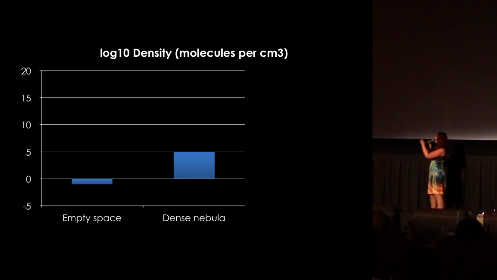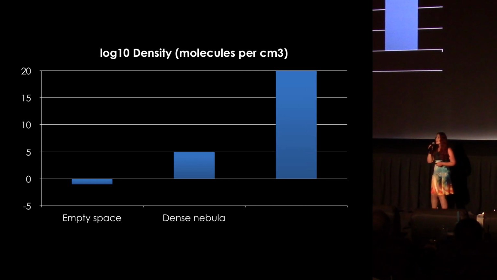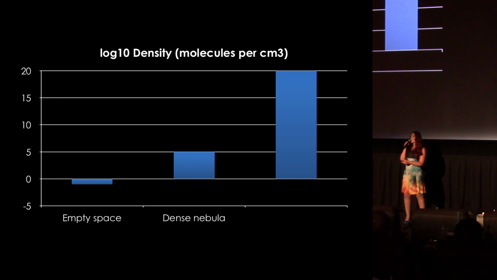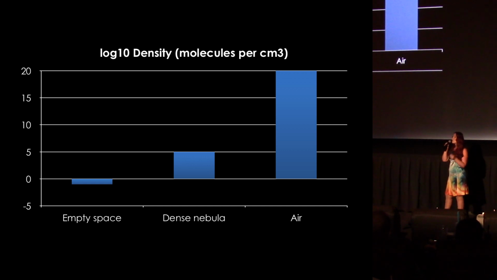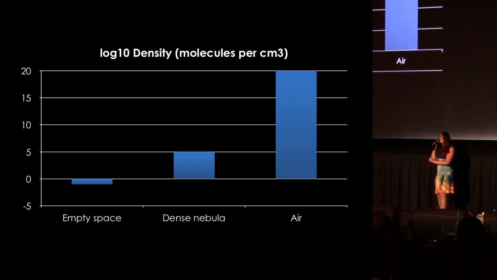That means every line on this plot is a factor of 10. So a dense nebula can be 1,000,000 times more dense than empty space. Pretty dense, right? But not as dense as this thing, which is a quadrillion times denser than a dense nebula, and those of you who've seen this plot before know what this is. What is it? Air. So this very dense nebula is a quadrillion, that is 1 with 15 zeros, times less dense than air.